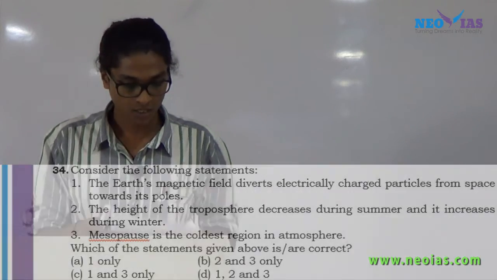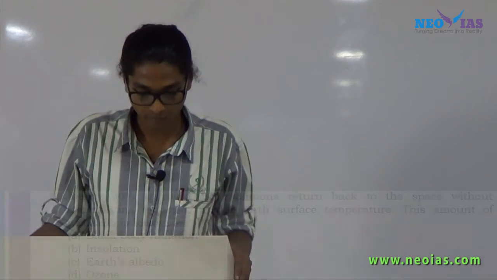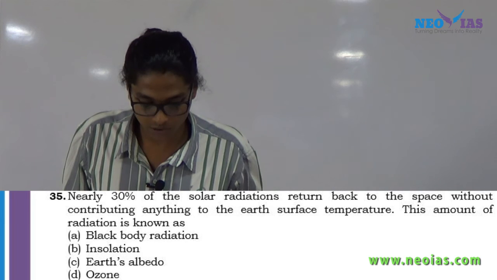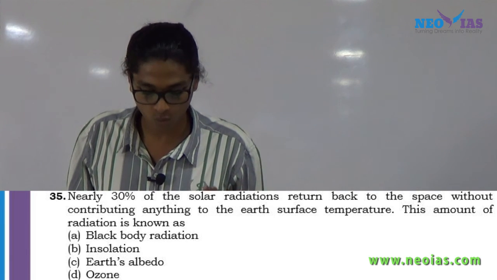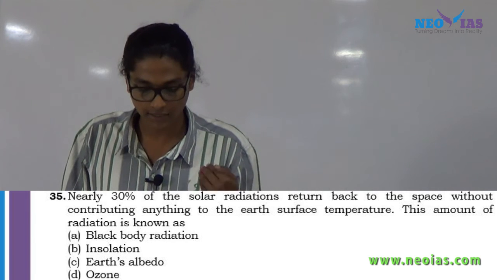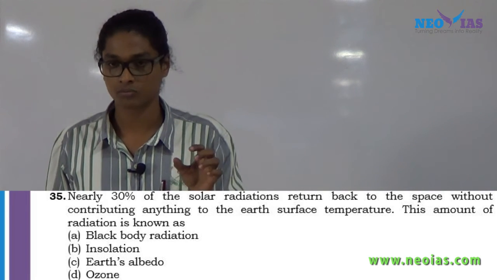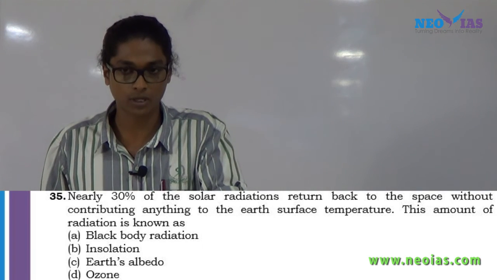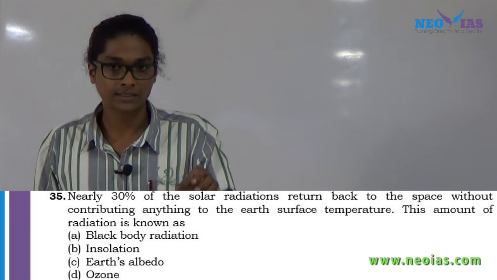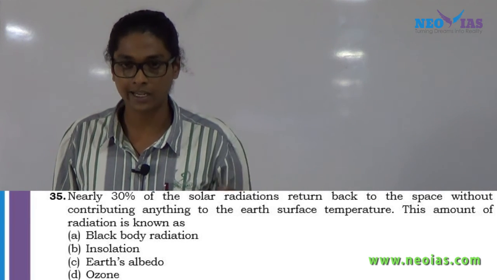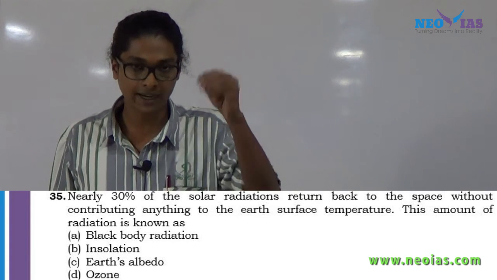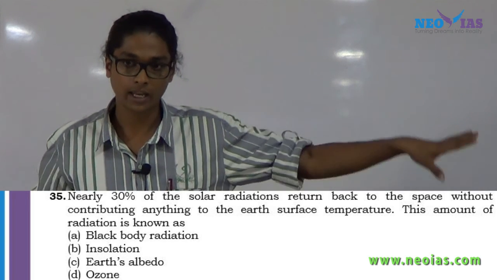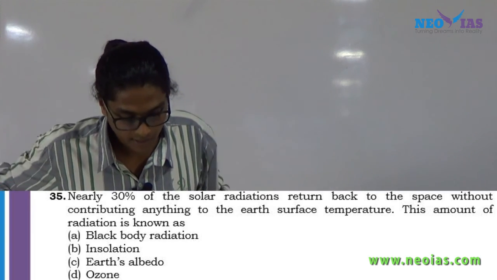Now see the next question, and we have already discussed this in the class. Nearly 30% of the solar radiation returns back to space without contributing anything to the surface temperature. Now what do we call that radiation? Nothing but albedo. Albedo determines the visual brightness of a particular planet. Albedo determines the reflectivity of the surface, and the Earth's albedo is 30%. So we can indirectly say that 30% of solar radiation is not taking part in the heat budget here. So the answer is Earth's albedo.